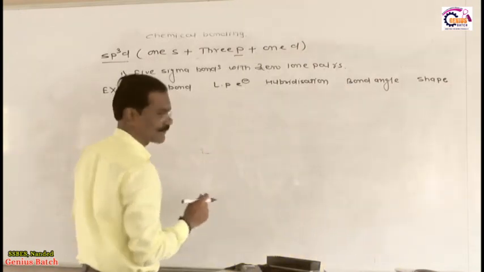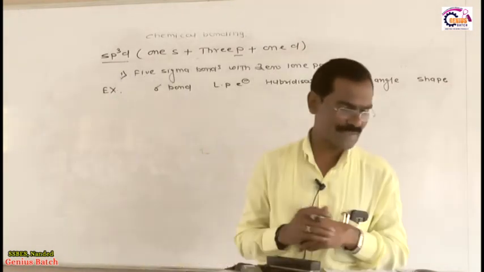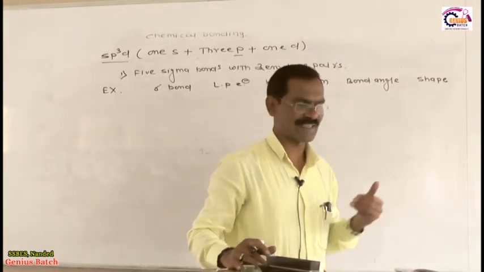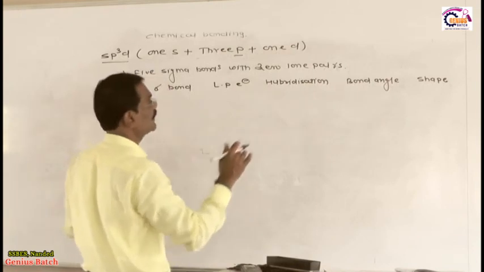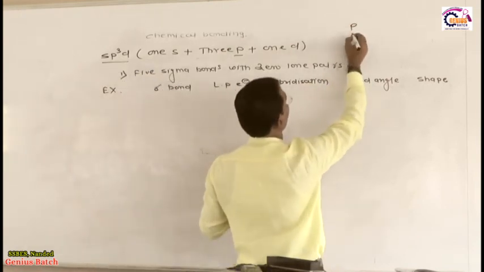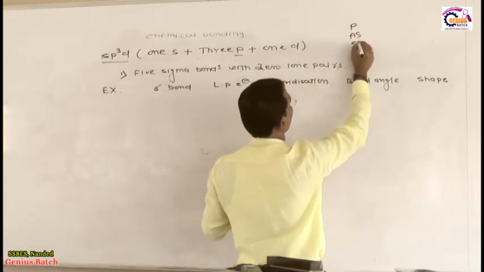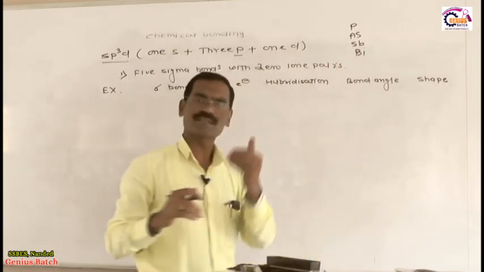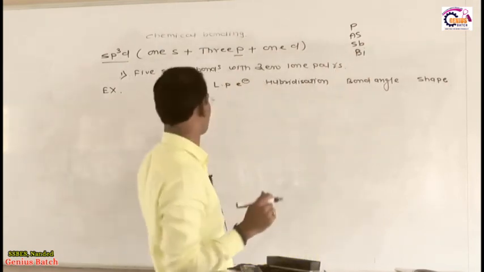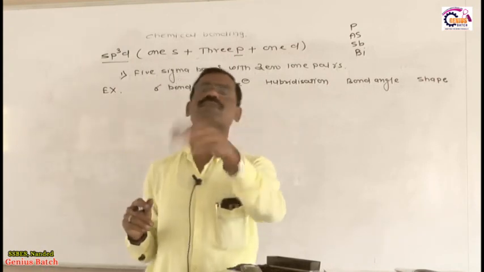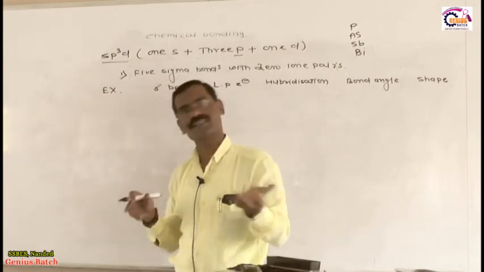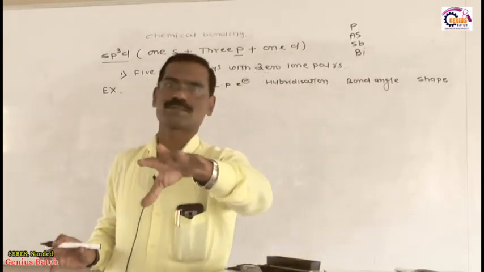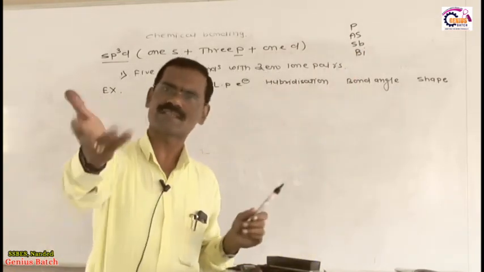Now dear student, the first and very important example: PF5, PCl5. Phosphorus, arsenic, antimony, bismuth. Now see, these are the elements of the nitrogen family: phosphorus, arsenic, antimony, bismuth. You know very well, nitrogen we cannot consider because nitrogen doesn't have a d orbital. That's why nitrogen does not undergo sp3d hybridization, even though nitrogen is from the same family. Nitrogen never gives sp3d hybridization because nitrogen doesn't have a d orbital.